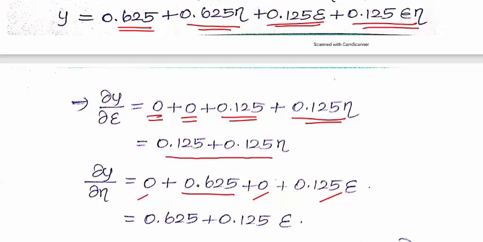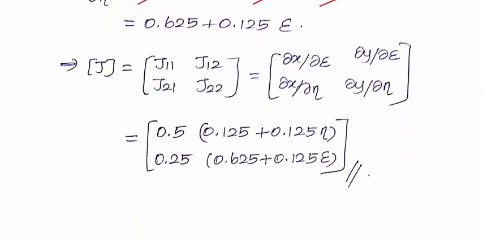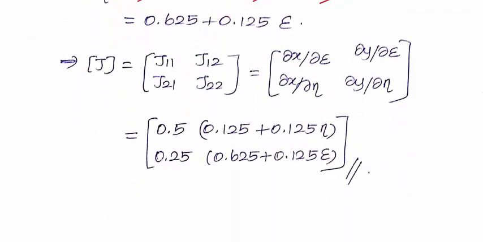Okay. Now we can substitute all the calculated values in the Jacobian matrix formula. Then the simplified Jacobian matrix will be obtained like this.